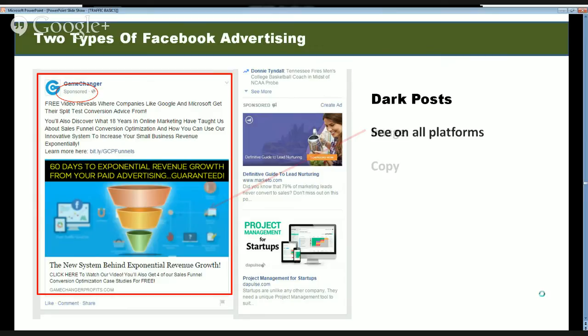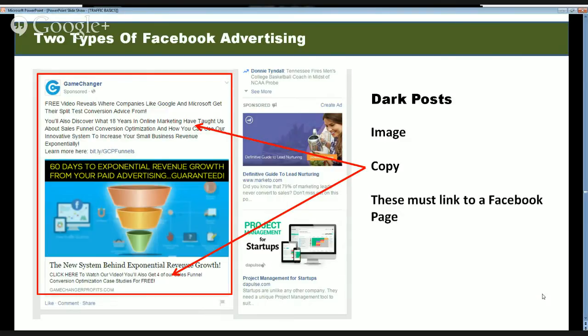The thing about these ads, they consist of images, just like the others. In fact, they're the same images that are used in your regular Facebook ads. You create them at the same time. And they also consist of copy. That's very, very important. But one thing about these ads is they have to be linked to a Facebook page. Absolutely must be linked. So you can't do these ads unless you do a Facebook page.